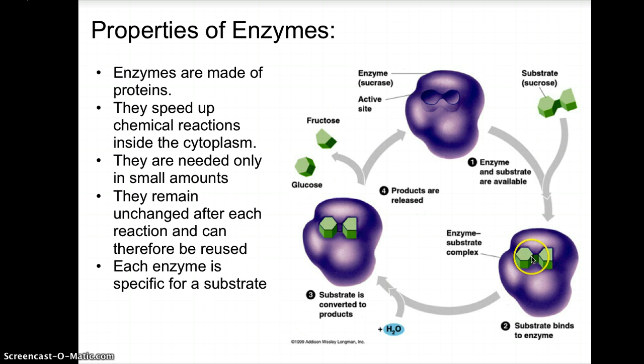It's much like the lock key model. So the substrate will bind to the enzyme. Here we have water coming in, and the substrate is converted into the products of glucose and fructose. And those products will be released, and then you'd have the enzyme sucrase ready to be used again. For those of you that recall from biochemistry, this would be a hydrolysis reaction. Water is split, breaking the bond there, where that disaccharide is broken up into its monosaccharide subunits.